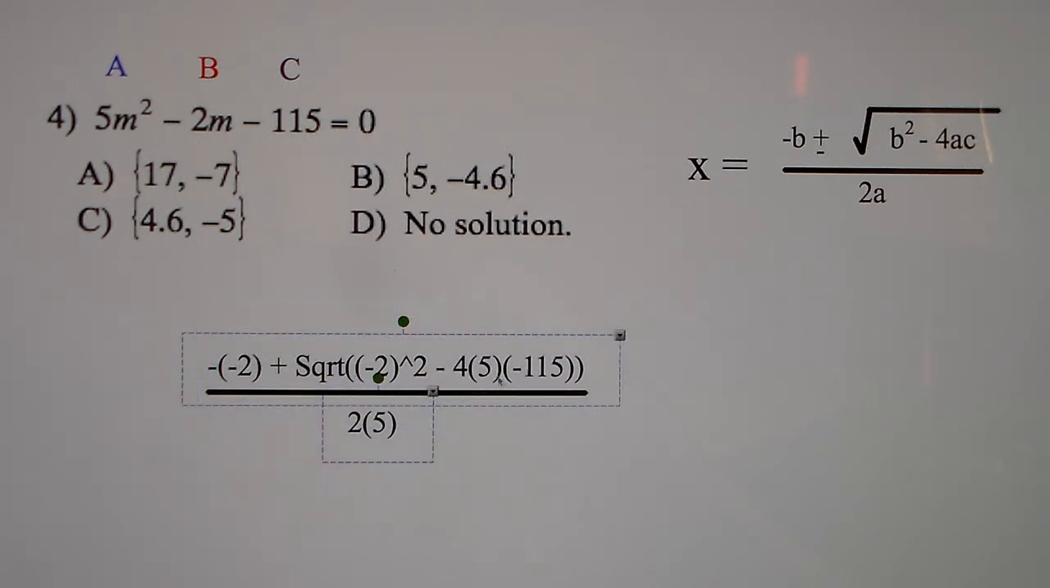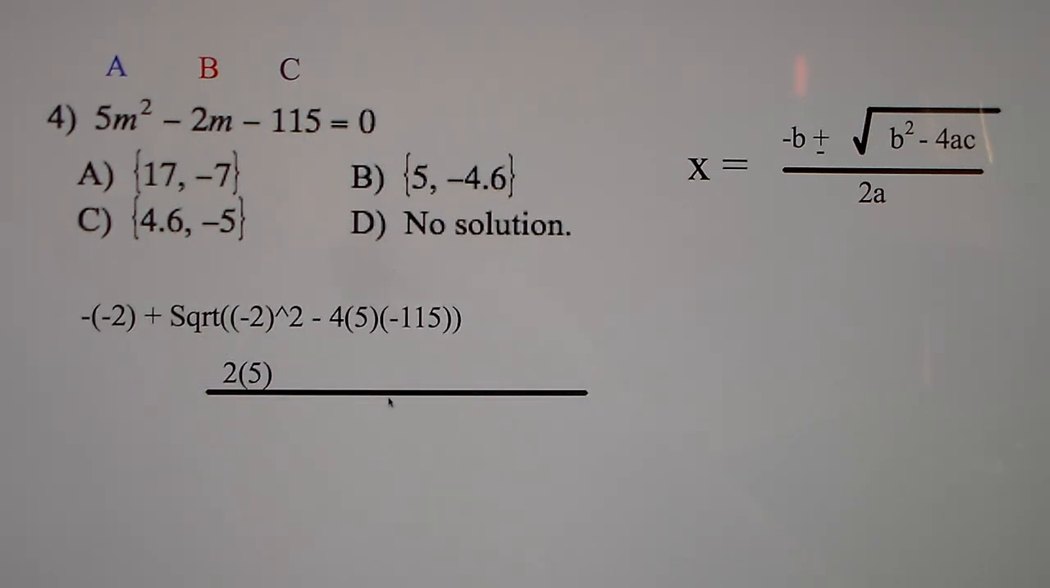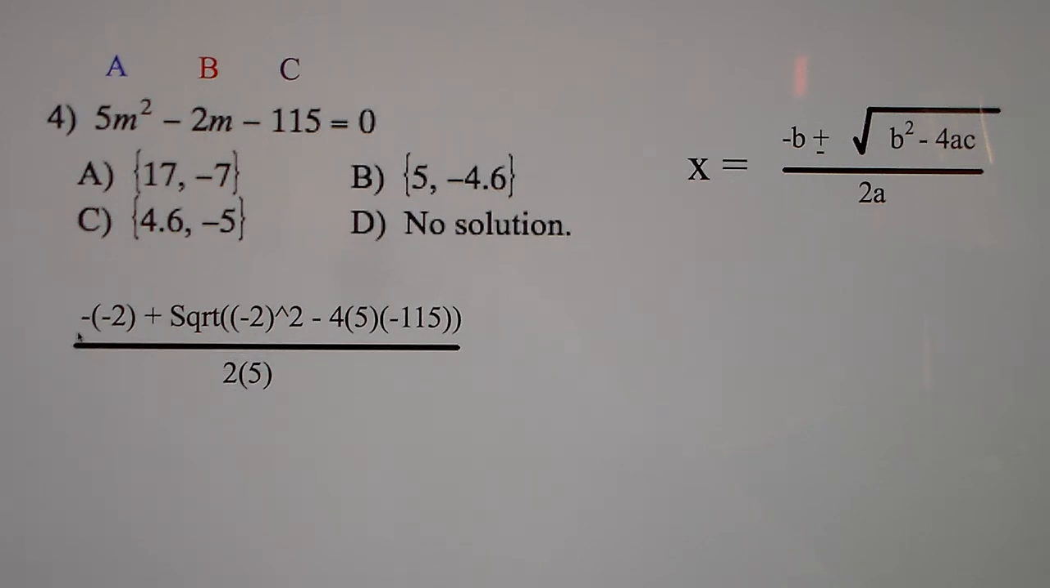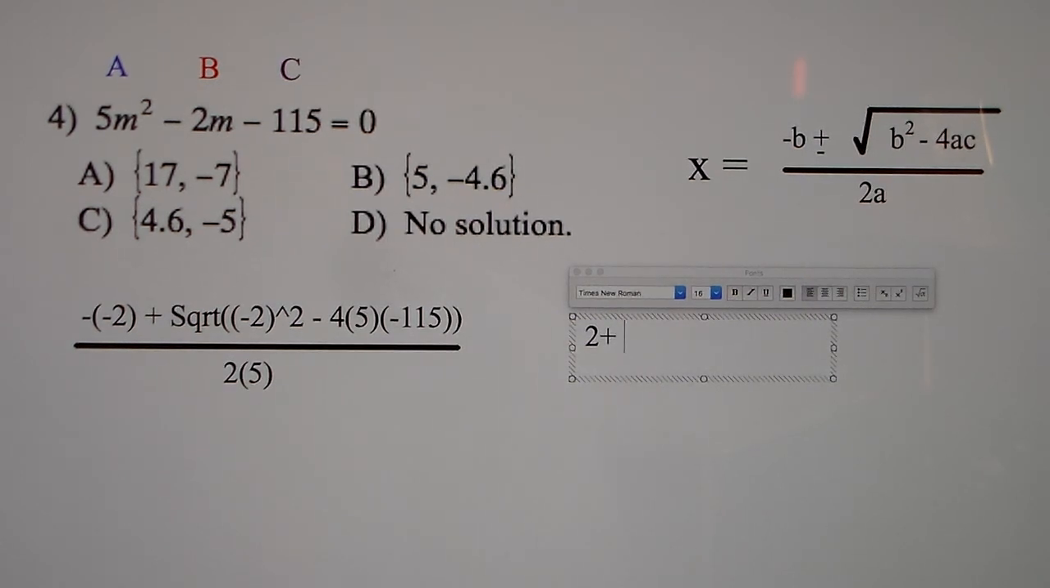Now that we got that, let's simplify it down a bit. Negative and a -2 gets you really a +2. So it's going to be 2 plus. Now we're going to type in the square root into the calculator. So second square root, parentheses, -2, close parentheses, squared, minus 4, parentheses, 5, close parentheses, open parentheses, -115, close parentheses. And you close that parentheses a second time to close the square root. And you should get 48.